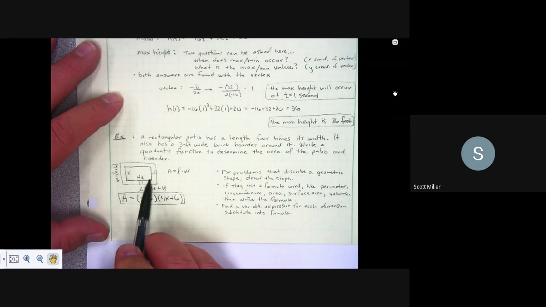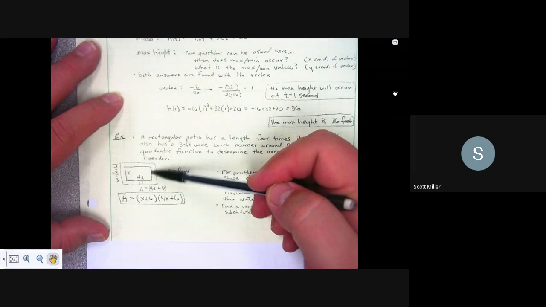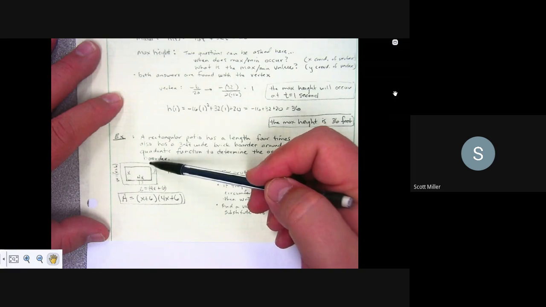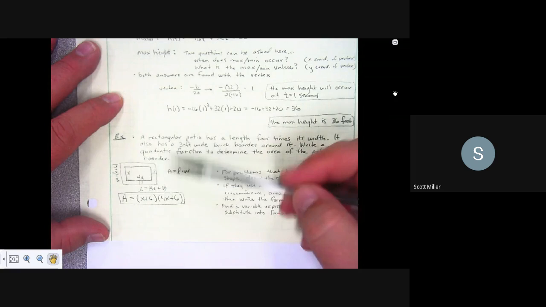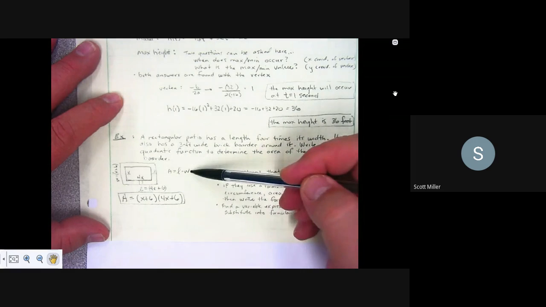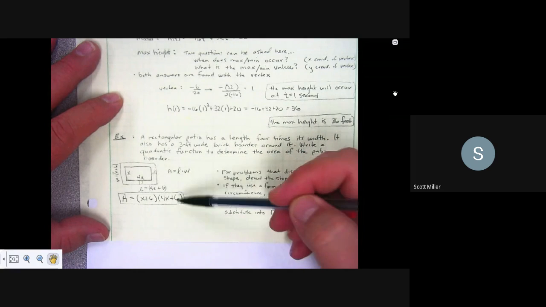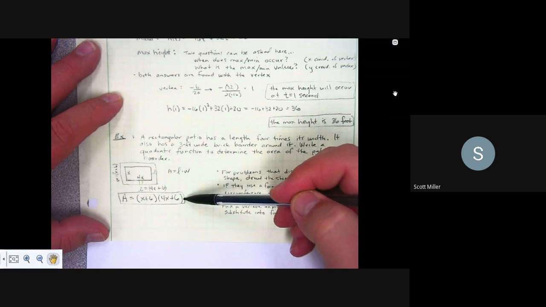This has a starting value of 4x, and then I added a 3 on that side and a 3 on that side, and that's why the length is 4x plus 6. For the width, the same idea. The initial start on the patio was x, and then I added a 3 on each side, which gives me x plus 6. Plugging these values into this formula for area gives me the quadratic function model.